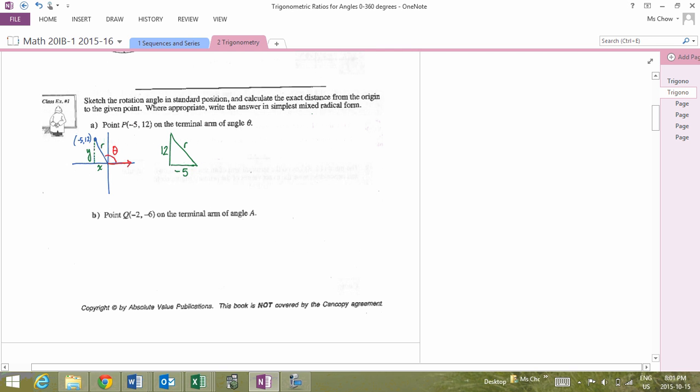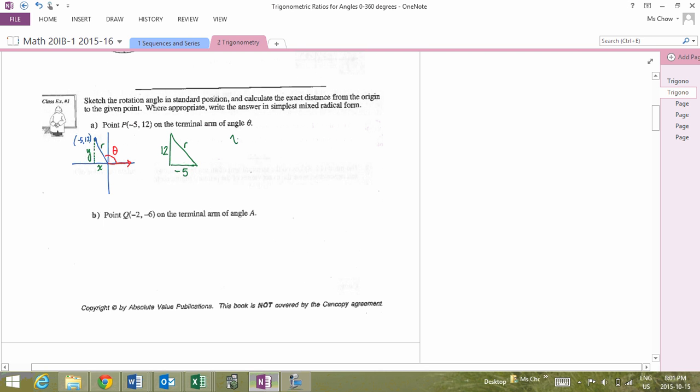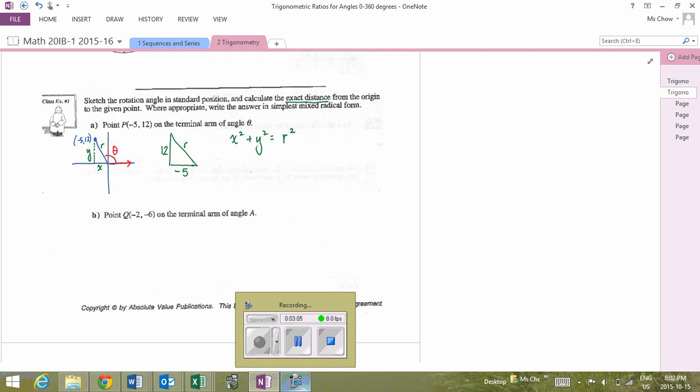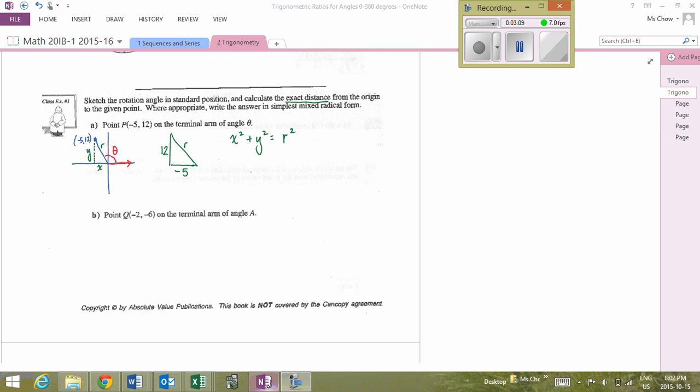Okay, and so hit pause and then go through that calculation of determining x squared plus y squared is equal to r squared, and to determine the length of r, because what we're looking for is an exact distance, therefore no decimals. That's because you're going to minimize the use of your calculators, guys. Okay, so hit pause and we'll come together for a solution.